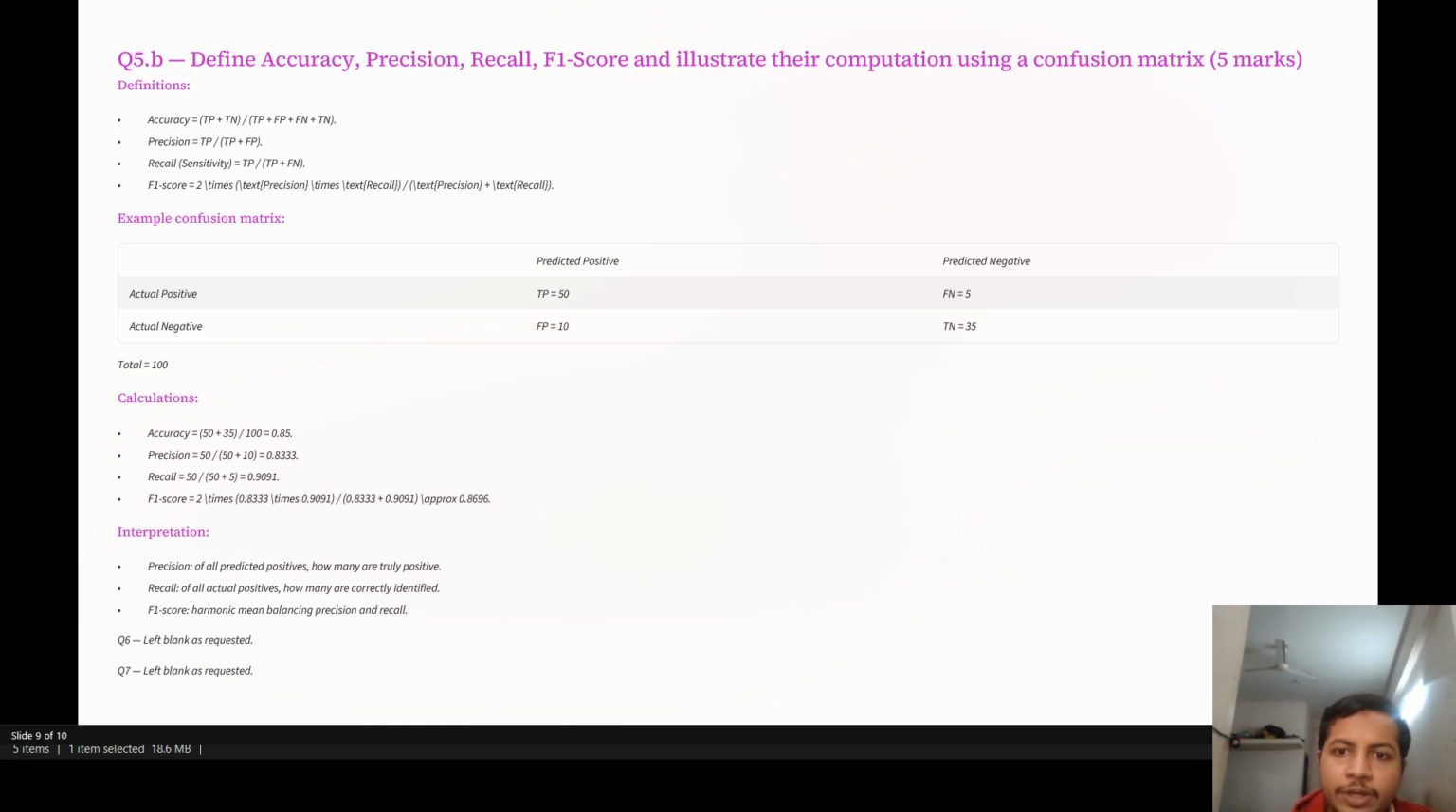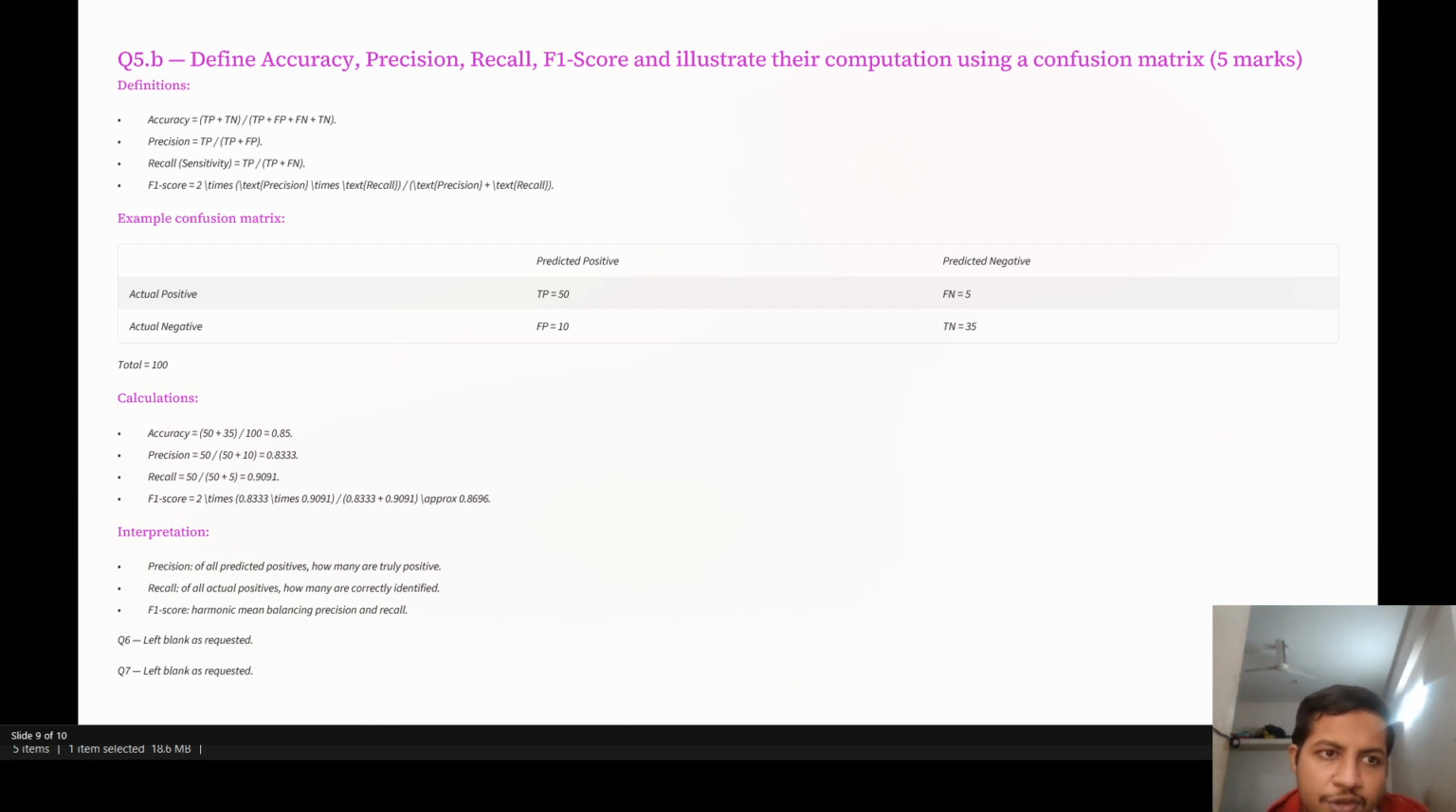So first we have to create a confusion matrix, and then we have to define accuracy, precision, recall, and F1 score. The formula for accuracy reads as true positive plus true negative divided by the sum of all, that is true positive plus false positive plus false negative plus true negative.